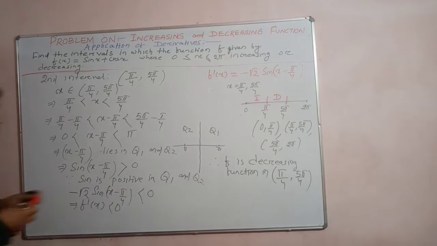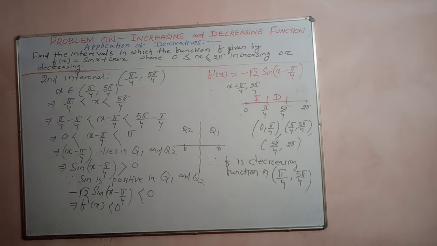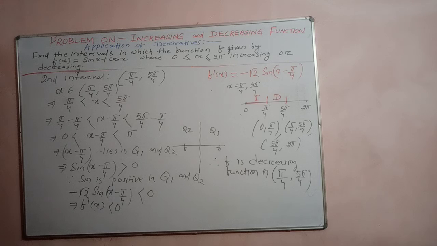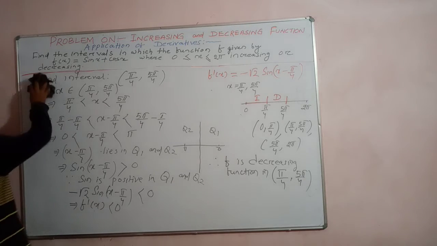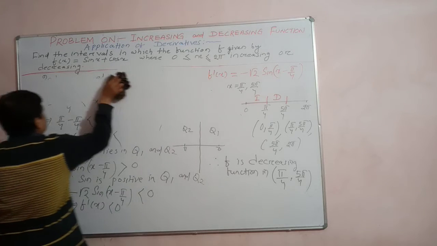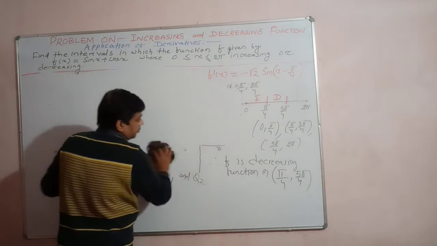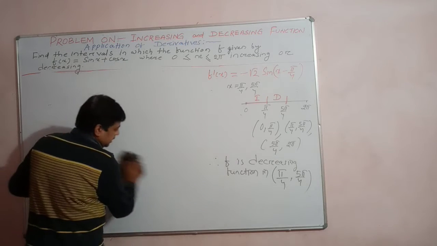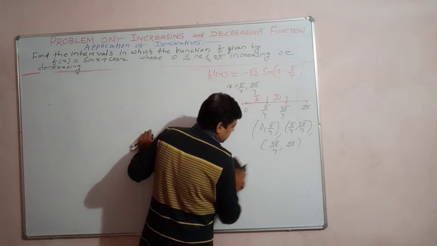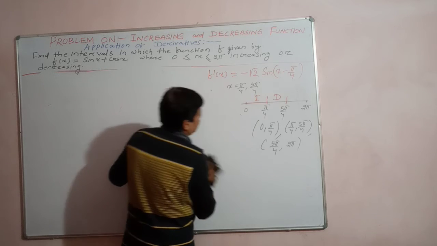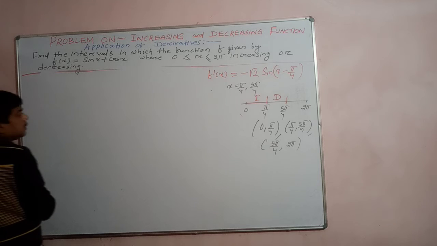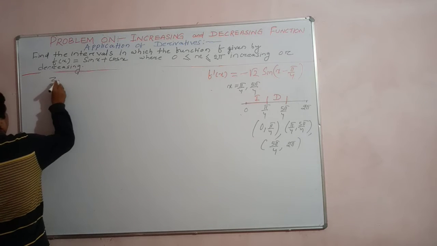Now let's see in the third interval. What is the third interval? 5 pi by 4 and 2 pi. Let us check whether the function is increasing or decreasing. Is it clear? Understood? So the function is decreasing in the interval pi by 4 to 5 pi by 4. Now let's see in the third interval.